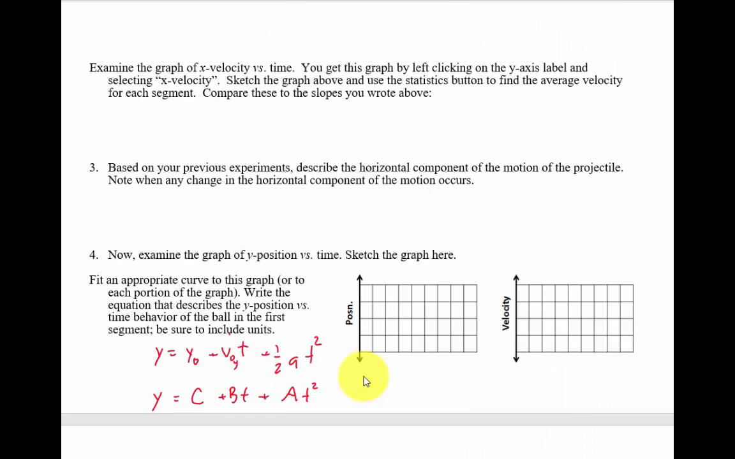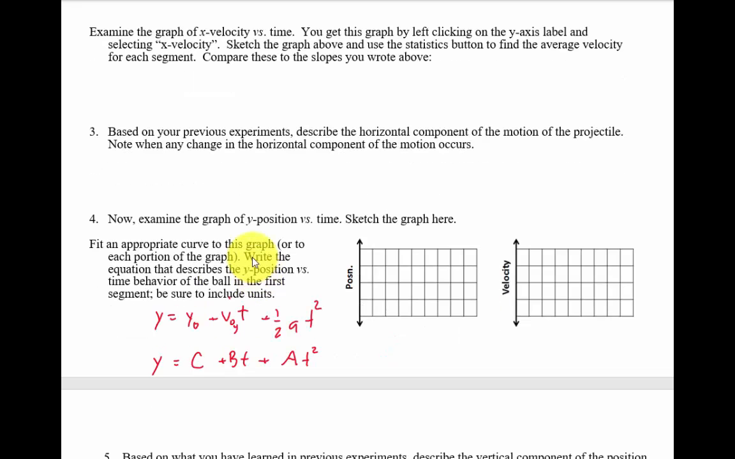Then you're going to take a look at the y position versus time. You should fit the appropriate curve to this graph. Now let's talk about that a little bit. I personally would fit a quadratic. Why would I do that? Well, this is the equation of motion in the y for something that is accelerating, so I would fit it to a quadratic, and I could even read off the a term, the b term, and the c term.